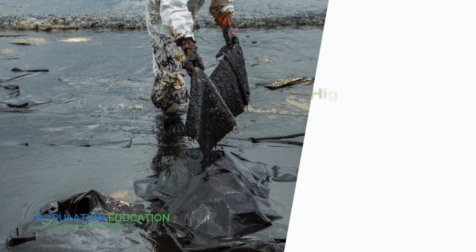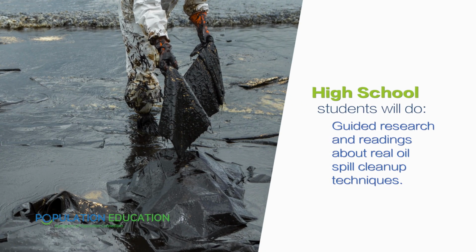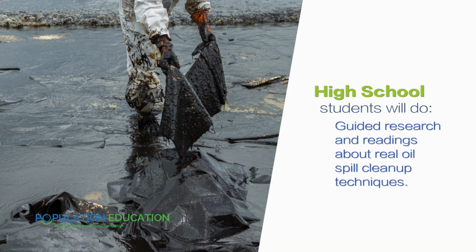In the high school version of this activity, it's still using the engineering design process, but students only do 1 lab, the Seashore Superheroes version, and they do not do Feathered Friends. Instead of making observations, students do guided research and readings about real oil spill cleanup techniques. Students do make their 3 prototypes, but as high schoolers, instead of simply estimating the percentage of the spill that has been taken out by each device, students will use a graduated cylinder in order to measure exactly how much oil was taken out and then do some calculations to figure out the efficacy of each prototype.